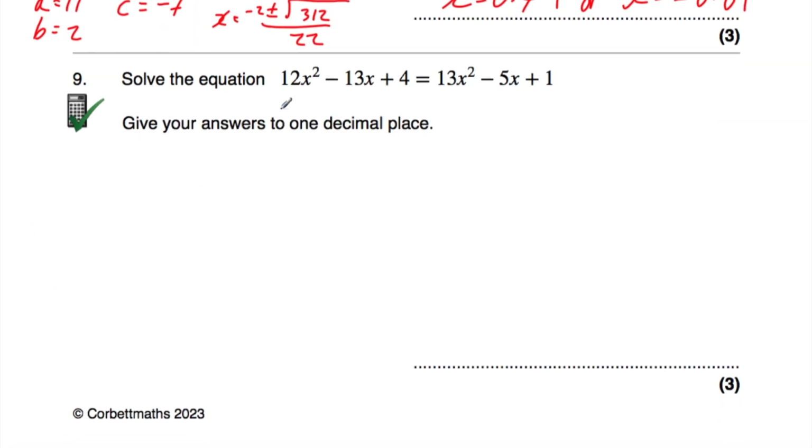So question number 9, we've been asked to solve the equation 12x squared minus 13x plus 4 equals 13x squared minus 5x plus 1. And we've been asked to give our answers to one decimal place. So whenever we're solving a quadratic, it's great if we can have it equal to 0. So that means we want to bring all the terms over to one side and leave 0 on one side.